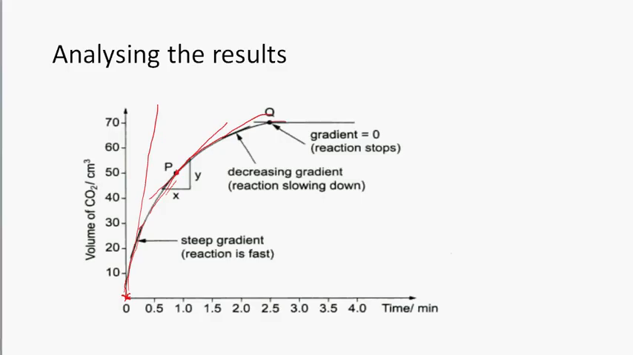And then at the point Q now, we notice that the graph has flattened out and the gradient is now 0. When the gradient is 0, this means that the reaction has stopped. And what this means also is that all the reactants, or most of the reactants, have been used up, right? You need to understand the concept of limiting reagent. So the limiting reagent, we say, has been used up.